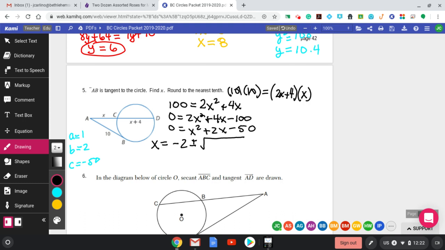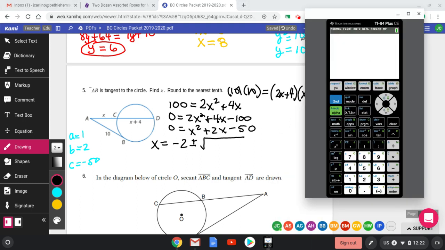But if you remember, I'm always a big store guy in your calculator. Store, store, store. So I'm going to go to the calculator right now with you. I'm going to store 1 in for A, 2 in for B, and negative 50 in for C. And I'm going to ask my calculator to calculate B squared minus 4AC. And I get 204 out. So square root of 204 divided by 2A, so 2 times 1, which is 2.